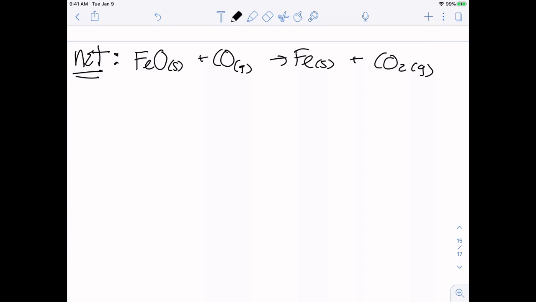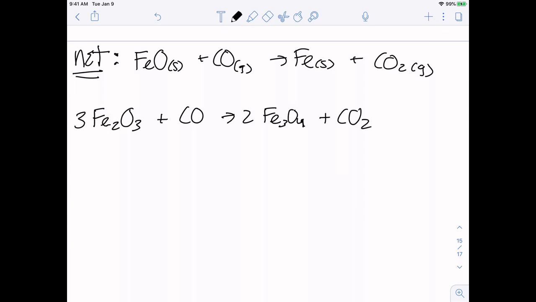And then my 3 equations, right? I have 3 iron 3 oxide, and then I'm going to react to that with that carbon monoxide, and we're going to get 2 Fe3O4 plus, that's a 4, plus carbon dioxide. And my enthalpy change for this one, we'll just make a list again, is a negative 47.0 kilojoules per mole. We'll just put the units up here.